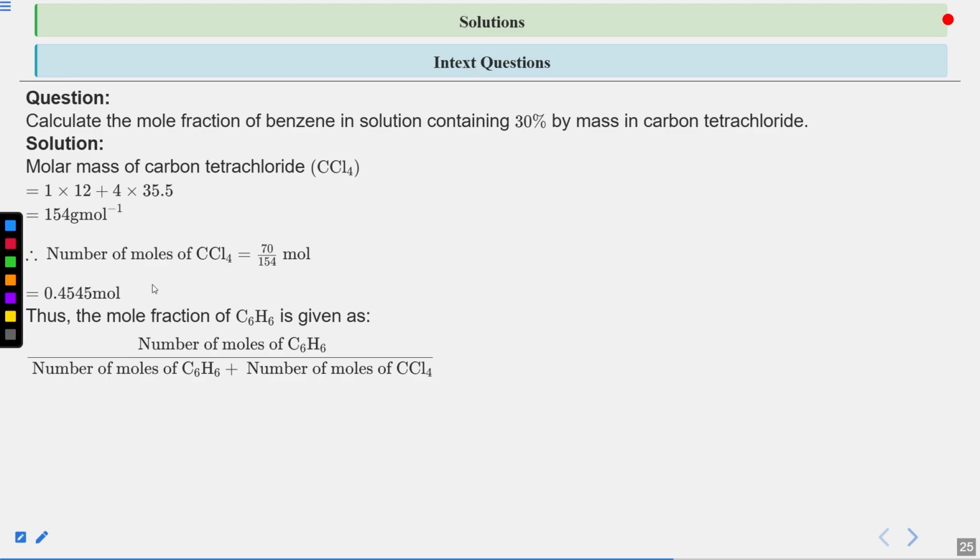Coming to the formula of mole fraction for benzene, it will be the number of moles of benzene by the total number of moles, which includes benzene plus carbon tetrachloride. Now 0.3846 was your number of moles of what? This benzene, and we have calculated for the carbon tetrachloride as 0.4545. Put in this formula, you will get the mole fraction as 0.458.